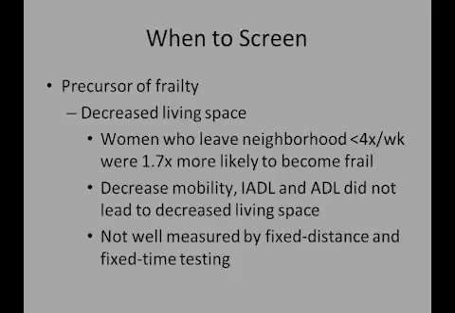And how often are they able to leave their immediate neighborhood, more than 4 times per week? If they were unable to do that, then women who left their neighborhood less than 4 times per week had a 1.7 times greater likelihood of becoming frail. And this was regardless of their mobility, their IADLs or their ADLs. So independent activities of daily living and activities of daily living did not change this living space.